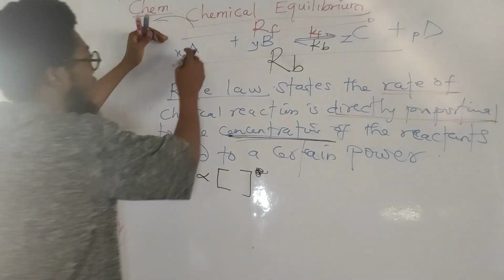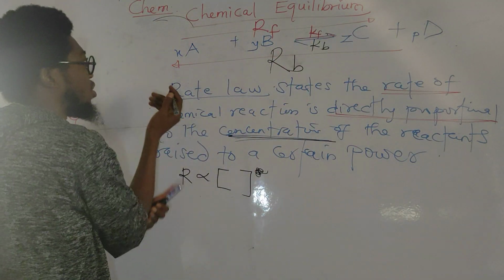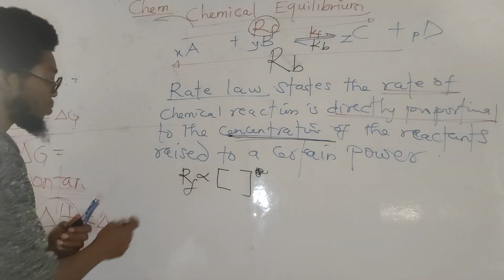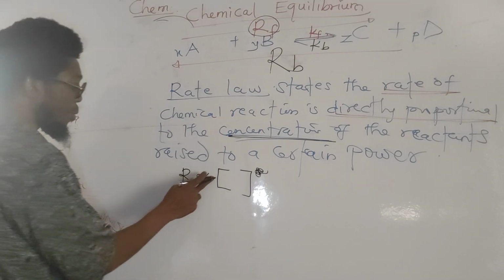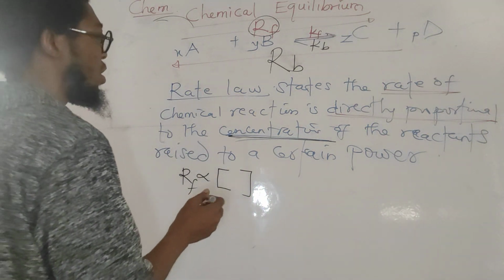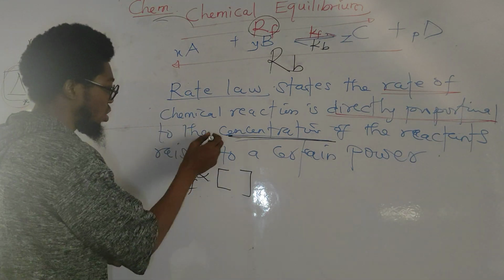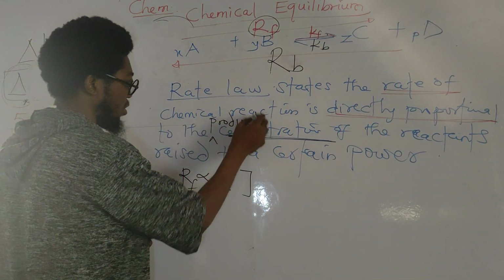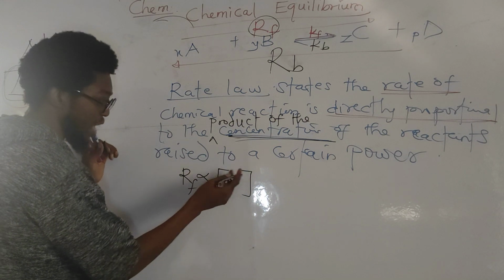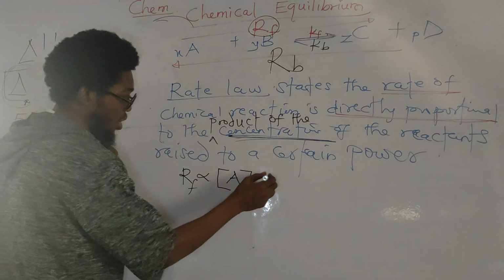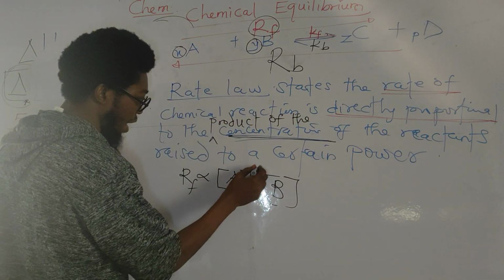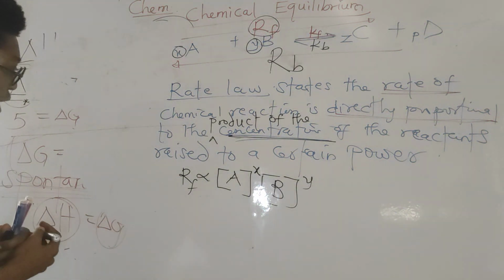I can say that the rate of reaction, somebody will ask me, are you talking about the forward or backward reaction? Here I am talking about my forward reaction. So the rate of my forward reaction, that's clear, right, is proportional to the product of the concentration of the reactant molecules. Product means times. Concentration of A, concentration of the other one, B, raised to certain powers. So if I put X here and Y here, this makes a lot of sense.